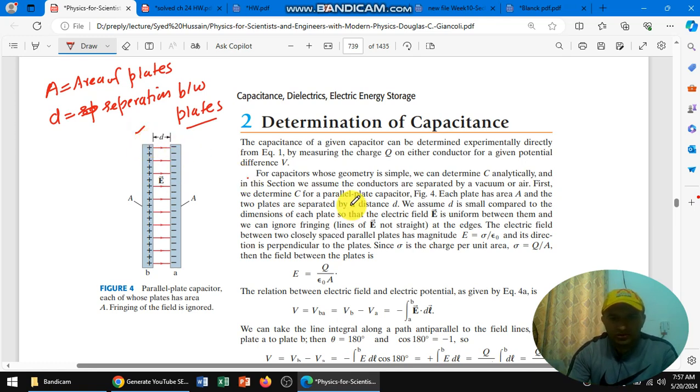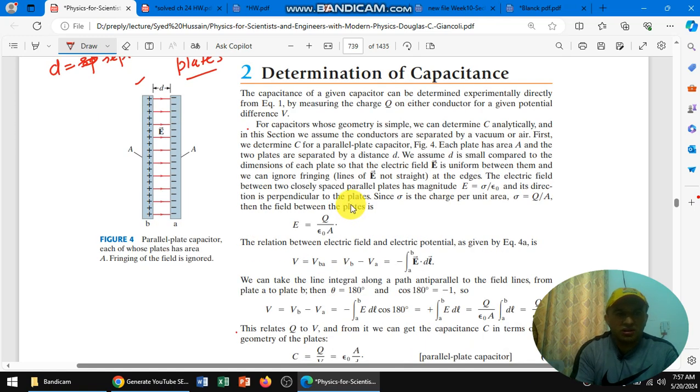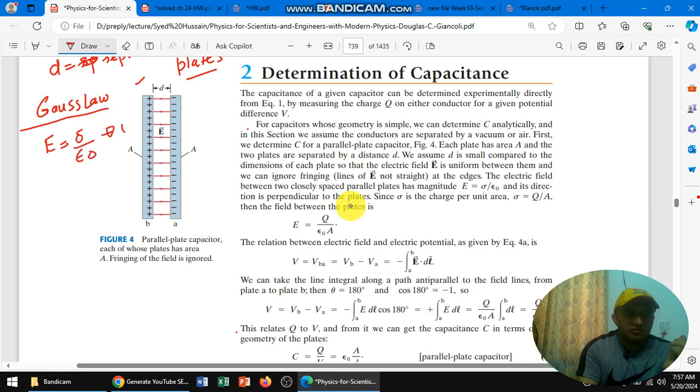Okay, now we determine the capacitance, or ability, of the capacitor. In order to determine it, we start from Gauss's law. One of the applications of Gauss's law is that the electric field intensity developed between the plates is represented by E equal to sigma over epsilon naught. Sigma is the surface charge density, that is the charge Q per unit area A. So this is equation number 2.